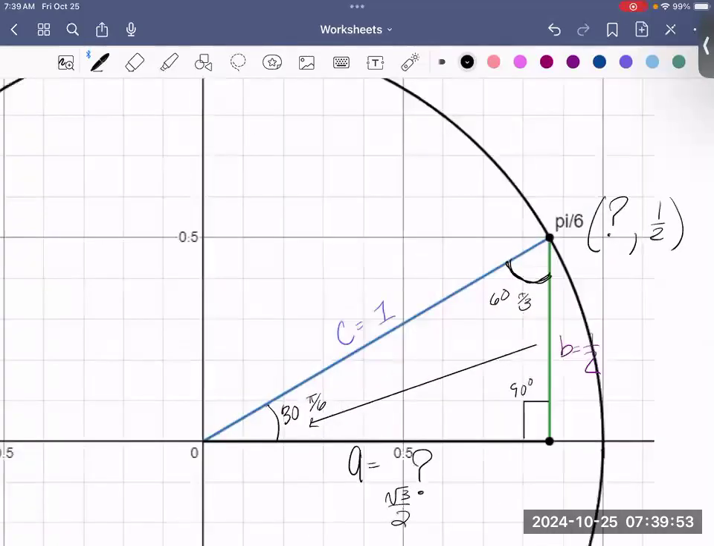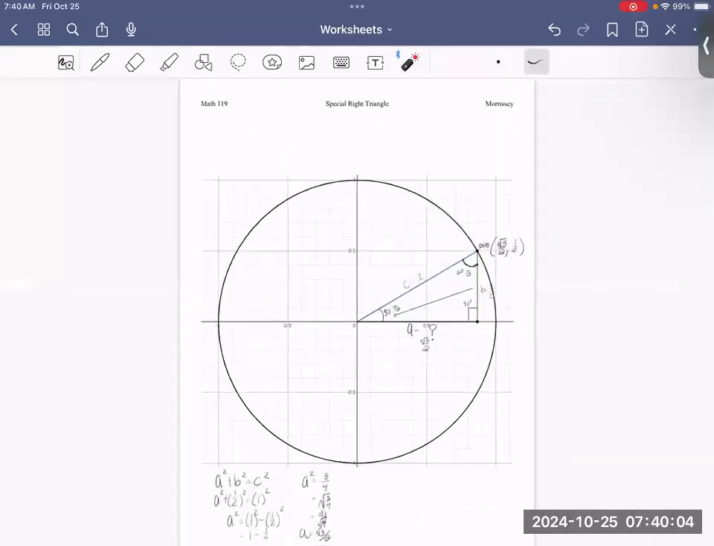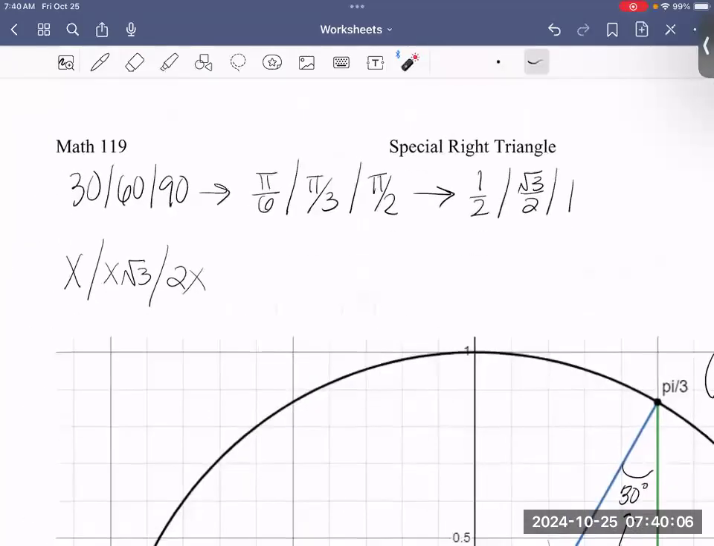So again, your distance over here is root 3 over 2. So that is the coordinate for pi over 6. And that is just by using these special right triangles. Again, this is the ratio for the special right triangle on a unit circle.